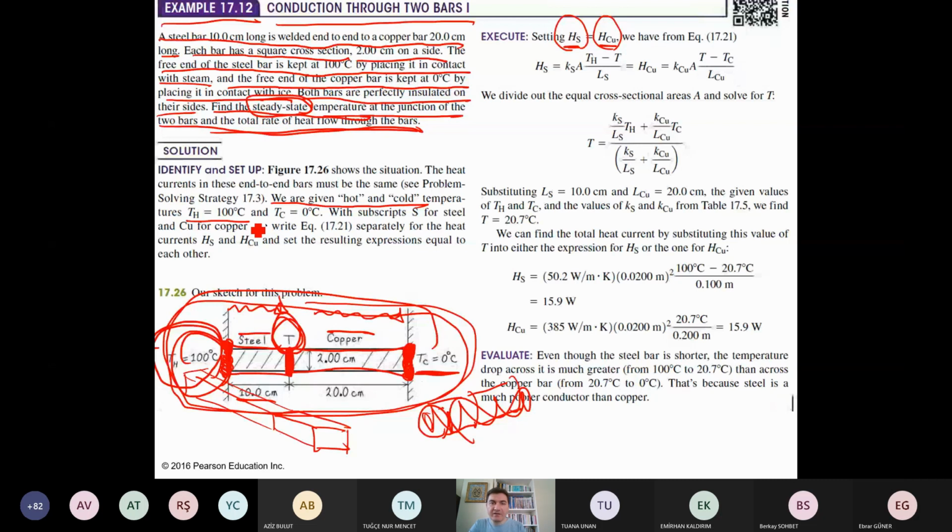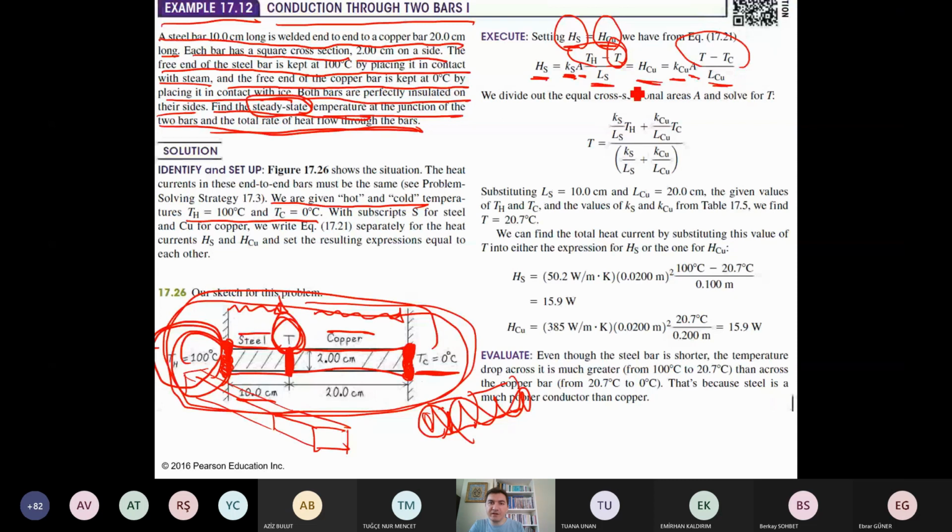Okay, then just calculate this H_S, which is given with thermal conductivity of the steel, cross-sectional area, and the temperature change. We don't know the final temperature. This is the length of steel, and this is equal to the heat flow for the copper. This is thermal conductivity of the copper, cross-sectional area of the copper. This is the final temperature of the junction minus initial temperature of the copper and length of the copper.